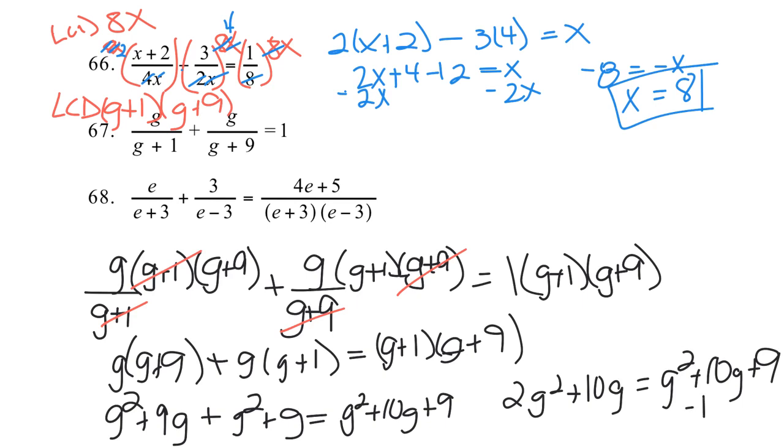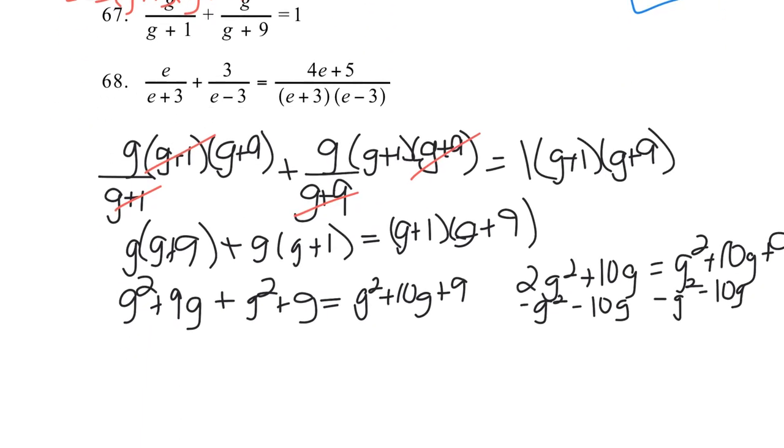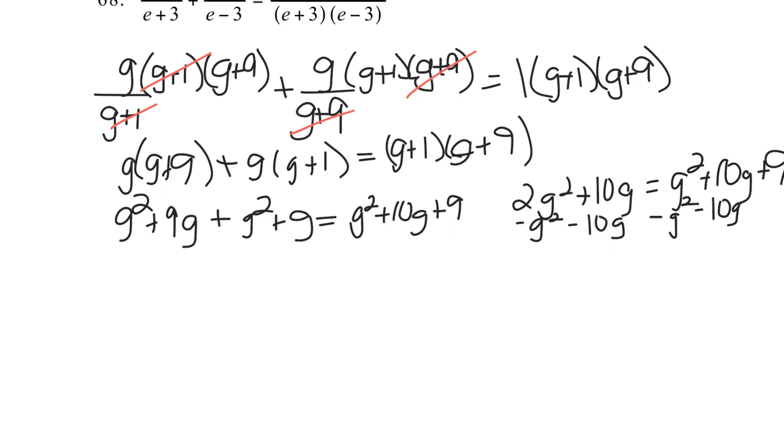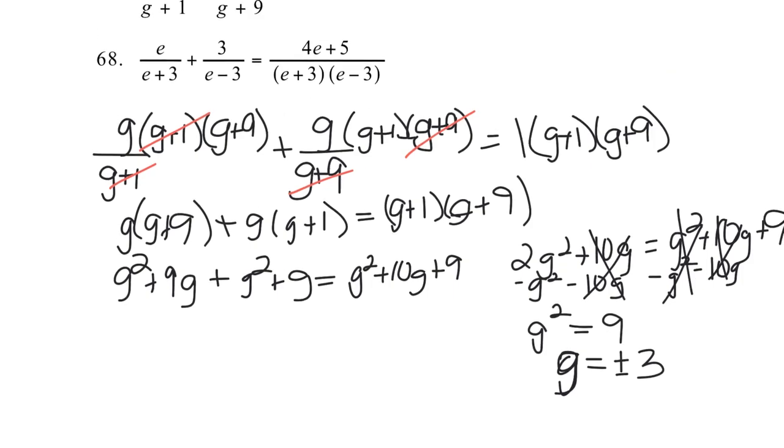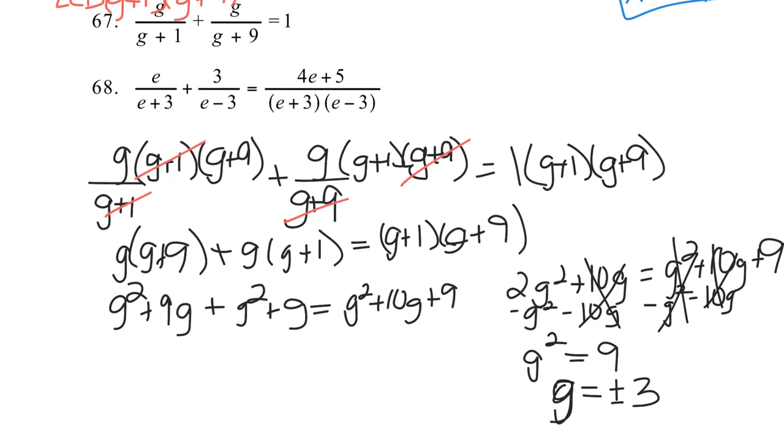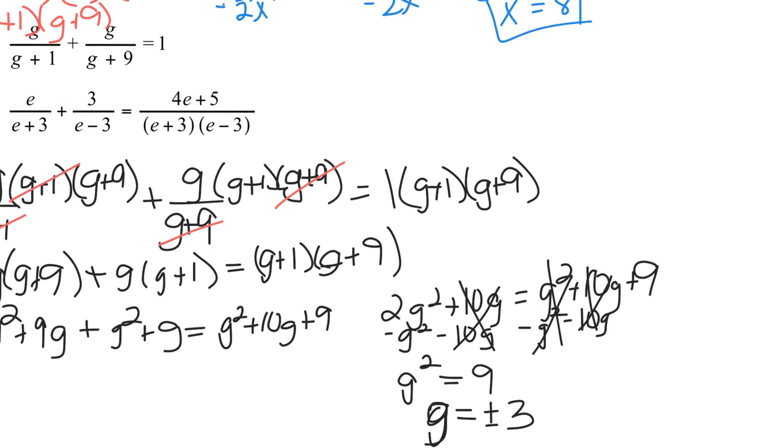And we subtract our 10g and subtract our g squared. Move everything up so we have some space. And that's g squared, the 10g's cancel, equals 9, and g equals plus or minus 3 when I take the square root of both sides. And neither of those will make the denominator in my original equation 0, so the answer is plus or minus 3.